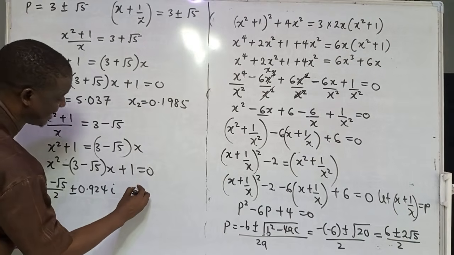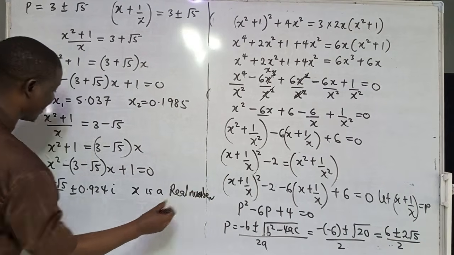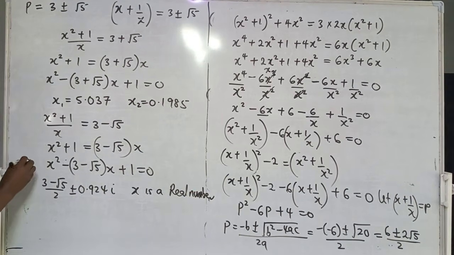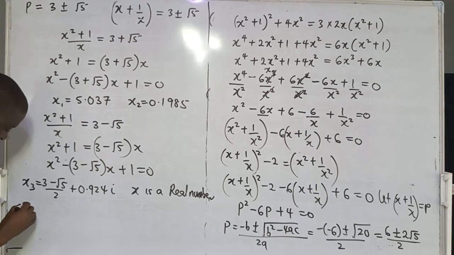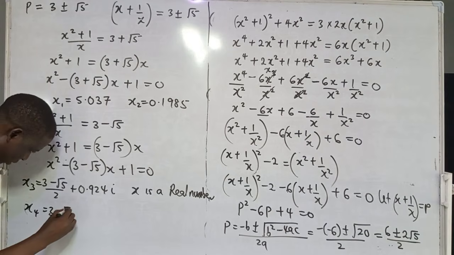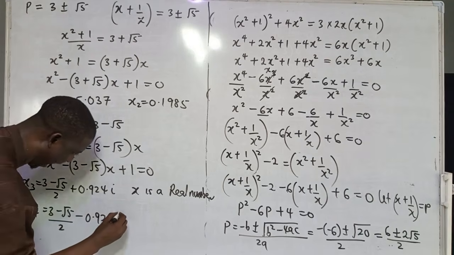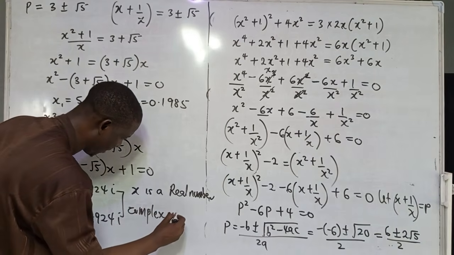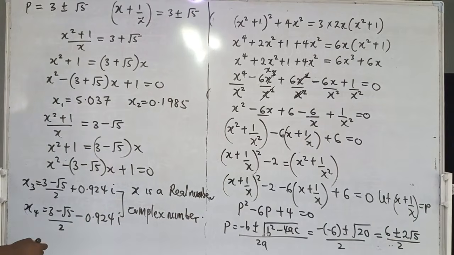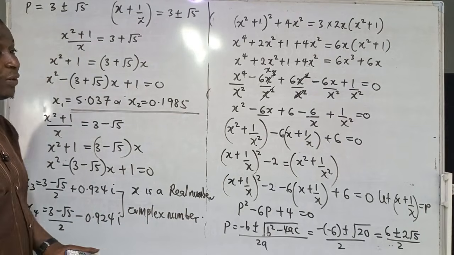We say in the question that s is a real number. So since s is a real number, the s3 and s4 that we have gotten, s3 is plus and s4 is the same thing but minus 0.924i, these two are complex numbers. Since they are complex numbers, our answer remains these first two. So these are the two answers we are going to get.